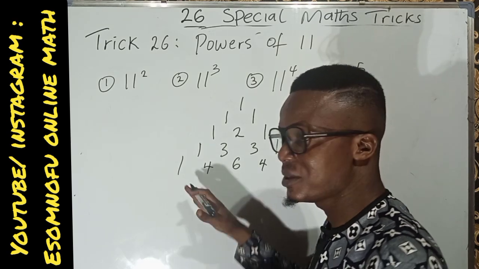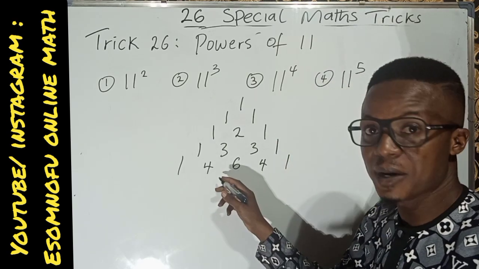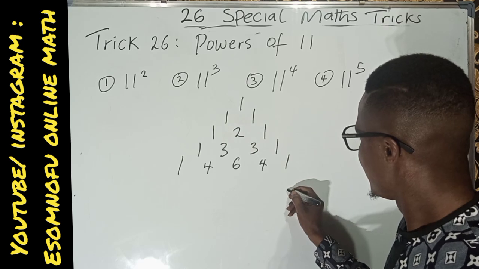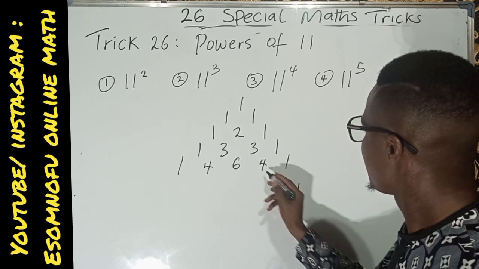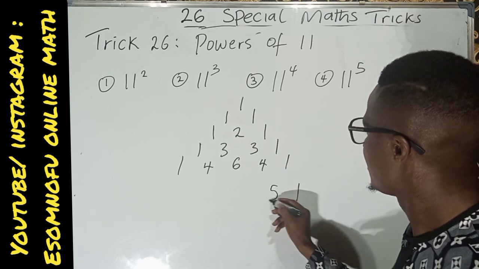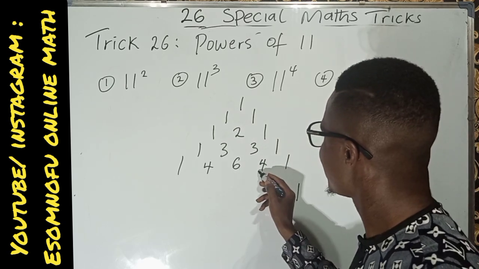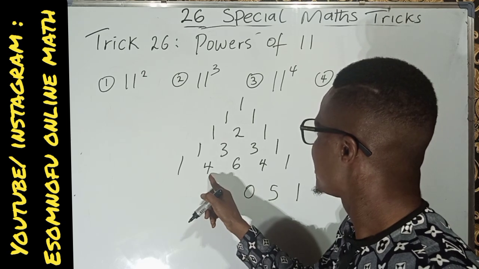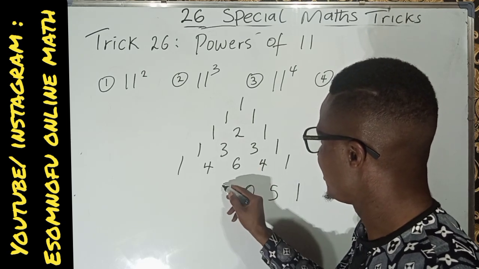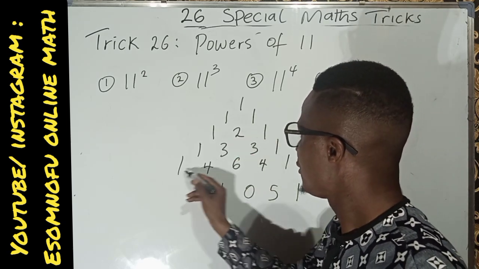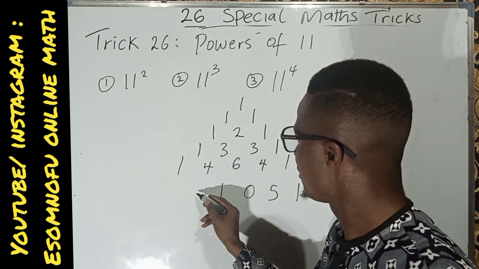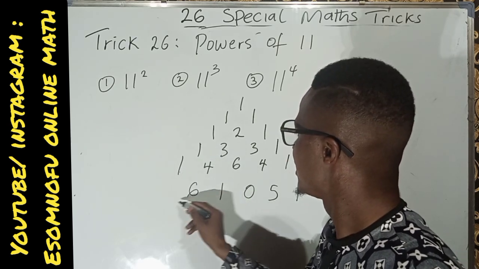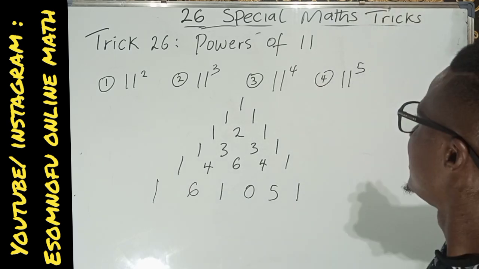But when it gets to this stage whereby you're having more than one digit, begin from here, cover it with 1. 4 plus 1 is 5. 6 plus 4 is 10. Write 0, carry 1. 6 plus 4 is 10, plus the 1 you carried, 11. Write 1, carry 1. 4 plus 1 is 5, plus the 1 you carried, 6. Then cover it with 1.